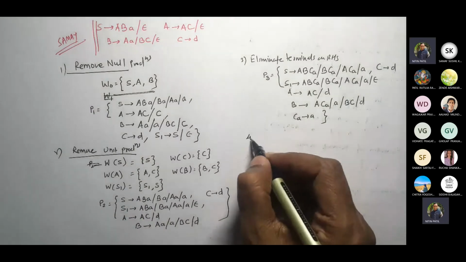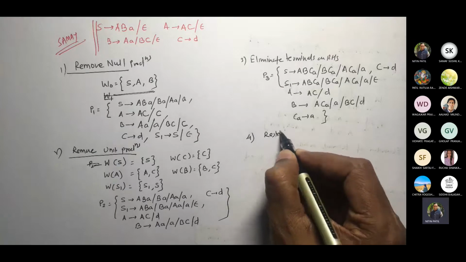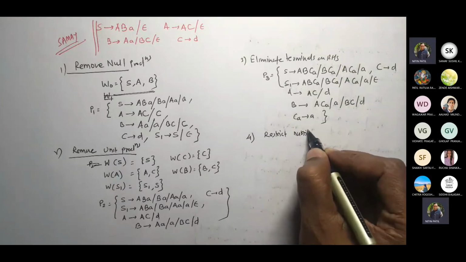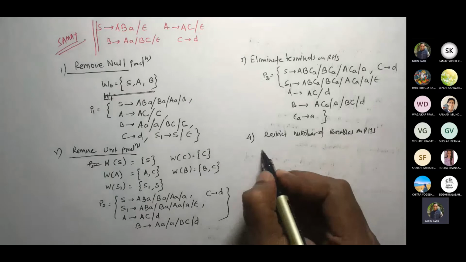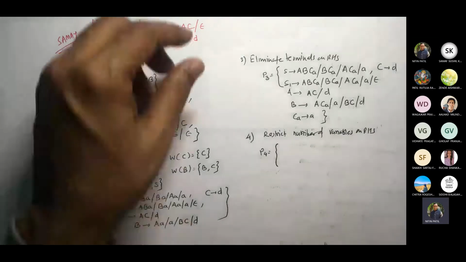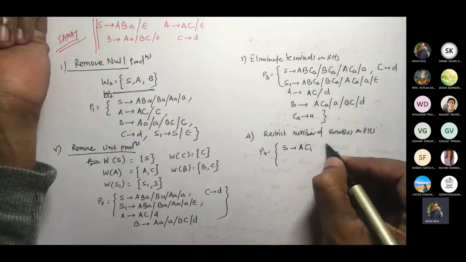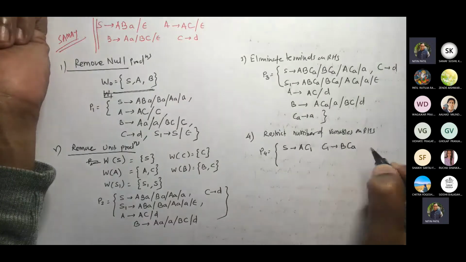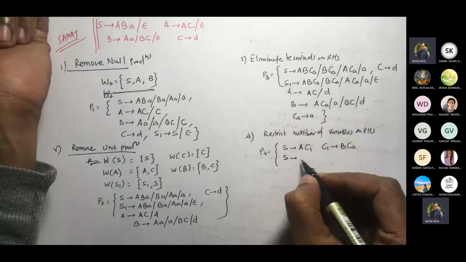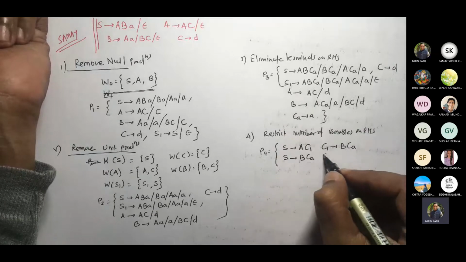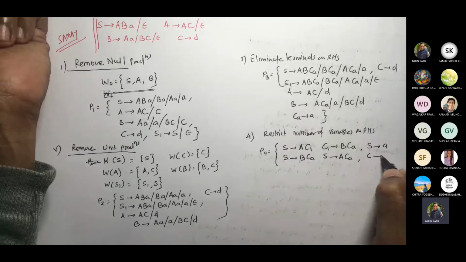Now the next step is what? The fourth step is: restrict the number of variables on RHS. So P4. Let us start writing. So S gives A, C1. C1 gives B, CA. Correct? This BC is written. Similarly, S gives B, CA. S gives A, CA. S gives A. C gives D. Correct?